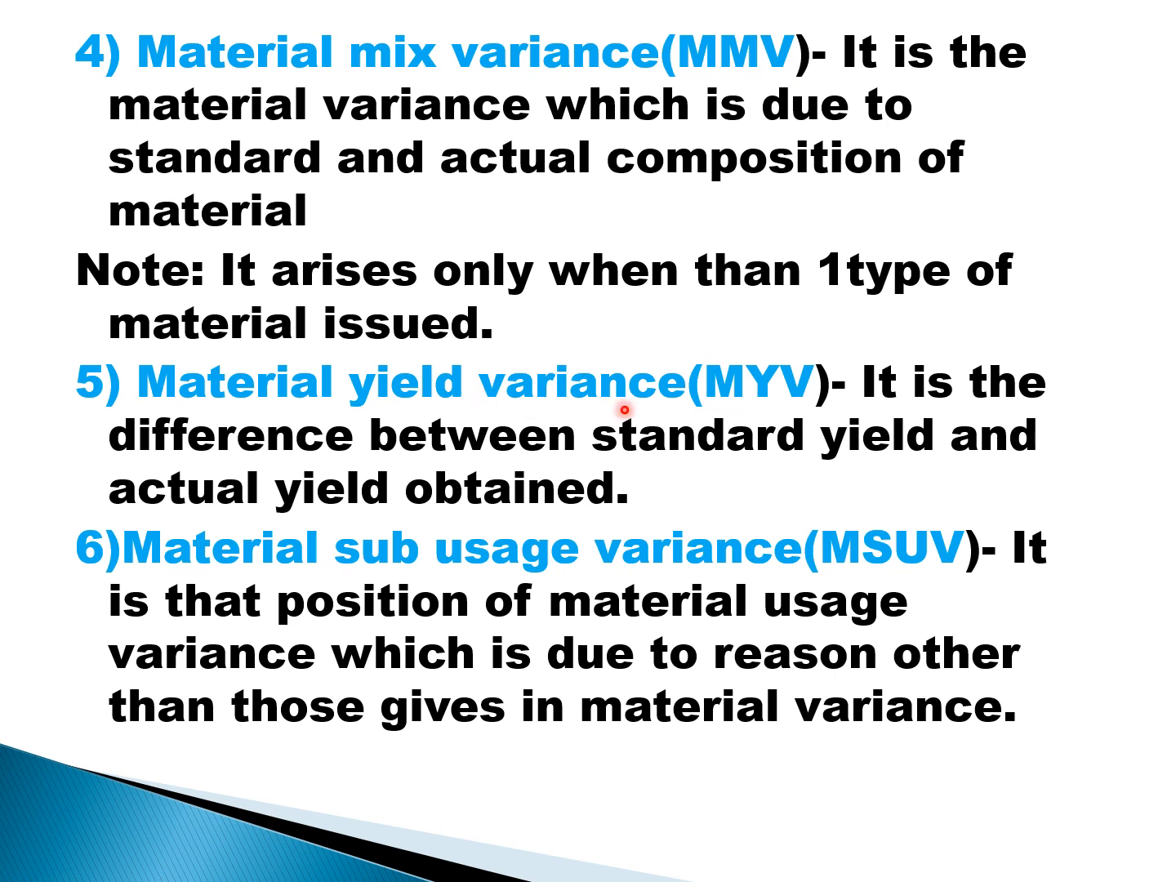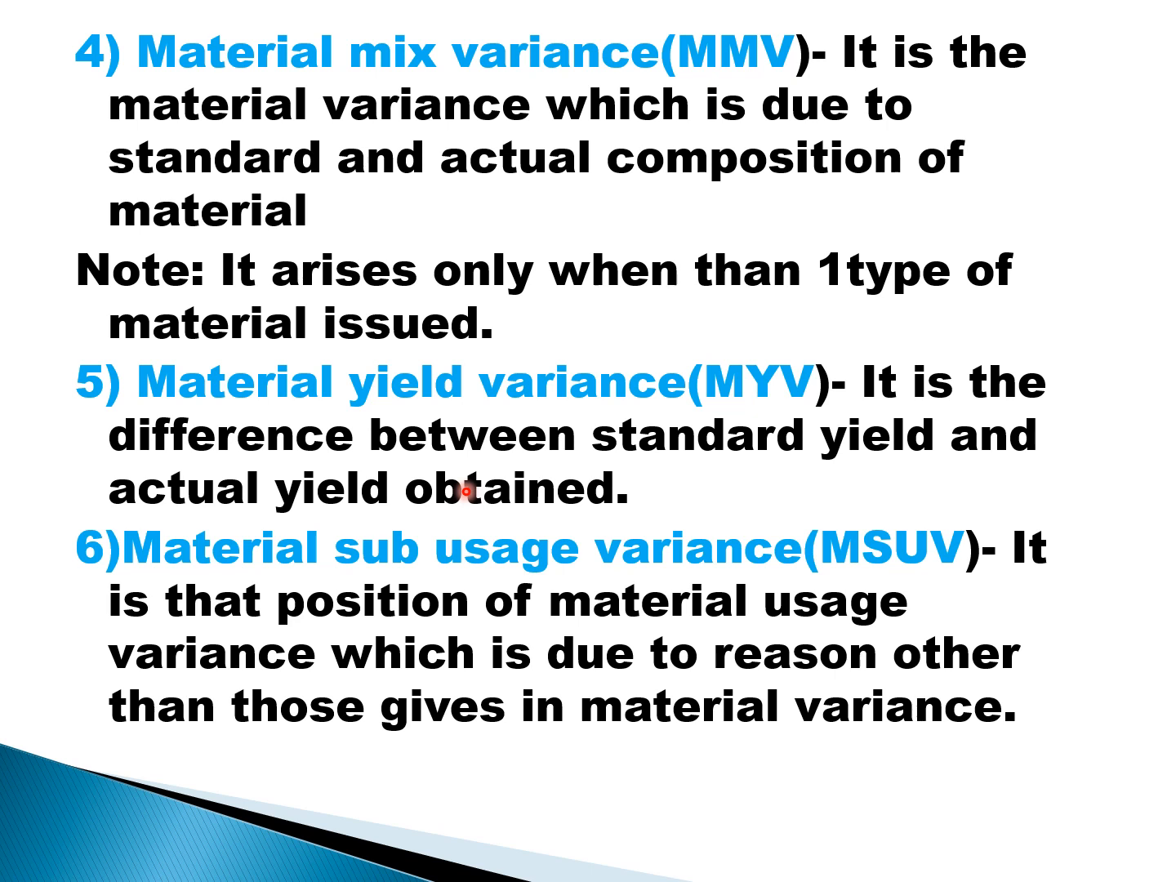Next, material yield variance. It's called MYV. It is the difference between standard yield and actual yield obtained. Yield means output. See, we expect an output. If it is not according to that, we call it material yield variance. For example, see students, for 1 ton of sugarcane, I should get 10 kg sugar.